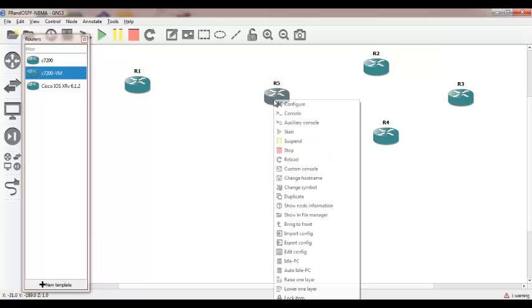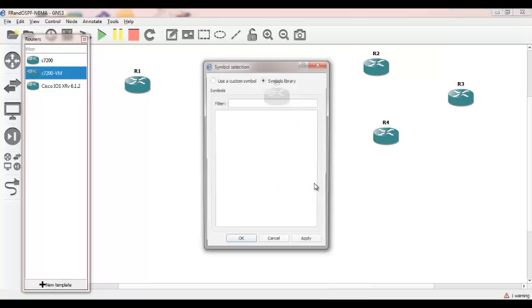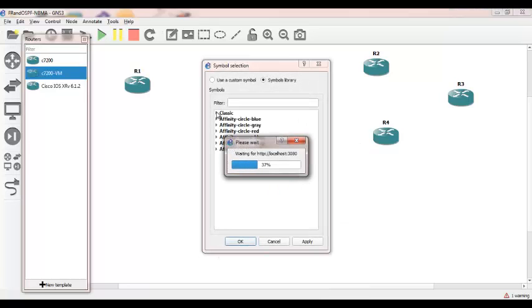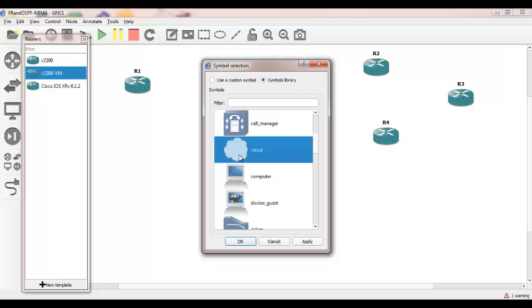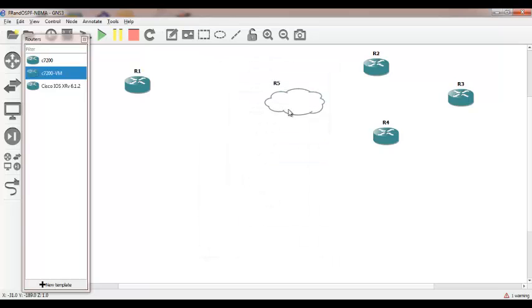Just for our reference, I'll put a cloud symbol, but that will not make it a frame relay cloud. I'll just put the icon as a cloud, but by configuring this, I'm going to make this router a frame relay switch.